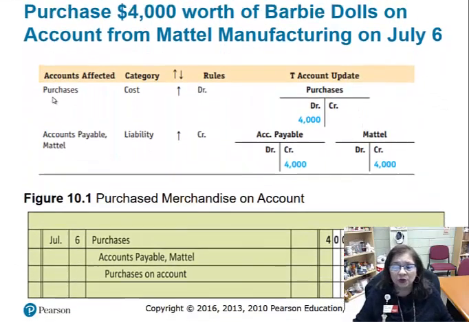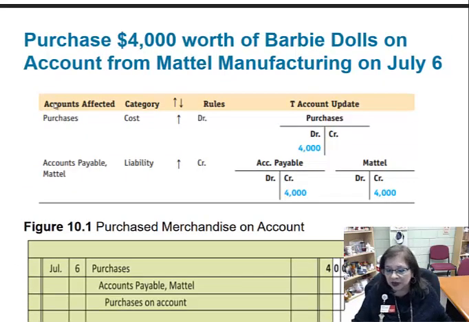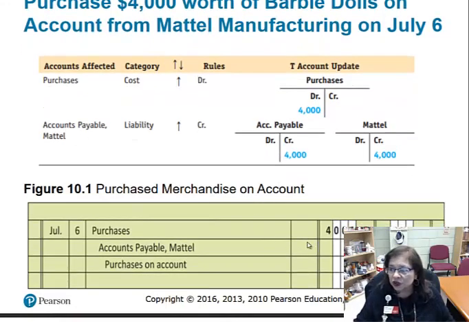So this is what it would seem like. Here we have purchases, costs, debit going up. So let's say that we purchase $4,000 from Mattel. We go ahead and debit the purchases, and notice we're going to put it to accounts payable as a liability to Mattel. So this is what it shows.